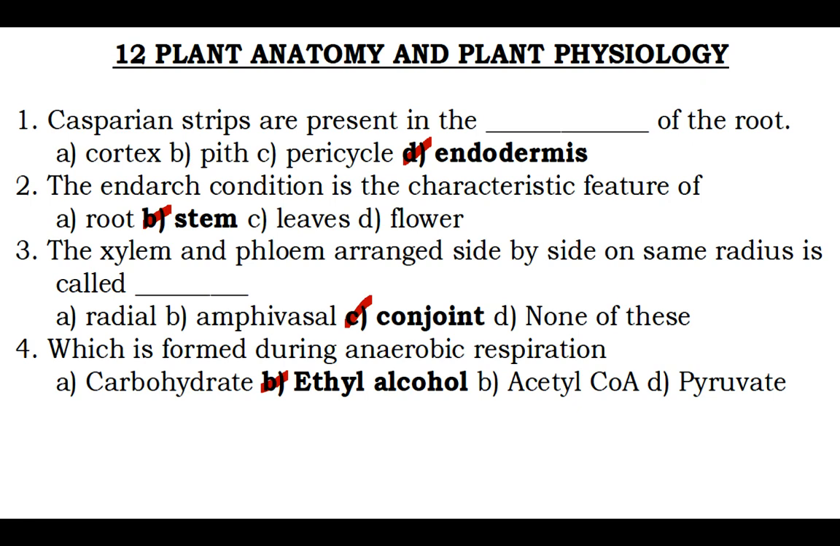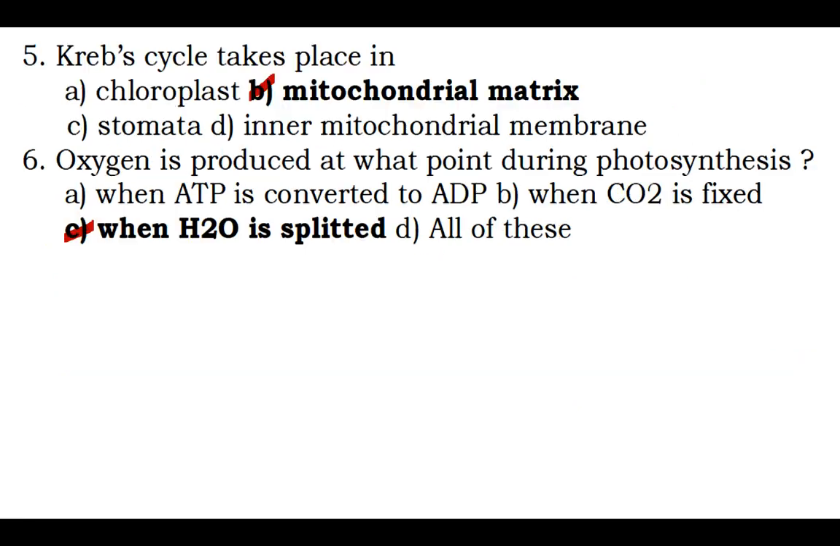Question number 3. The xylem and phloem arranged side by side on the same radius is called option C, conjoint. Question number 4. Which is formed during anaerobic respiration? Option B, ethyl alcohol. Question number 5. Krebs cycle takes place in option B, mitochondrial matrix. Question number 6. Oxygen is produced at what point during photosynthesis? Option C, when H2O is split.